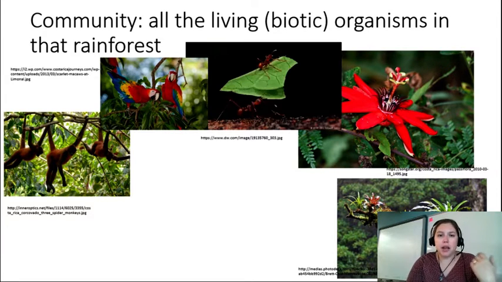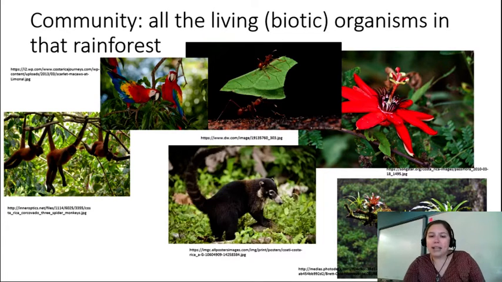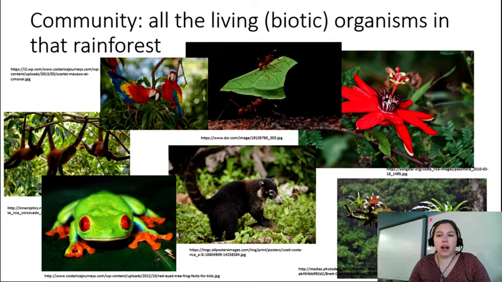Passiflora in Spanish. This is called a leaf cutter ant, and they cut leaves and then they actually grow fungus on the leaf. It's really cool. And this is a coati. It kind of fills the same role as a raccoon. And then a red-eyed tree frog. And there's tons more animals that live there and tons more plants, but I just picked a small snippet. You don't have to have everything, just a few.